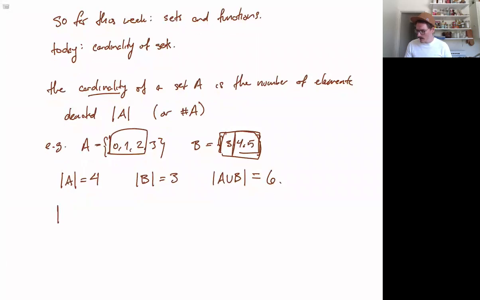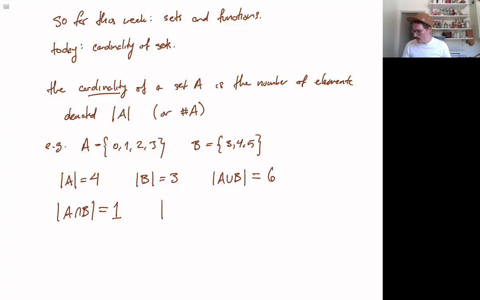And similarly, what is the cardinality of A intersect B? Well, what is A intersect B? It's the elements that are contained in both sets. In that case, it's just this guy. So the cardinality of A intersect B is 1. And another thing we did a couple days ago, what is the cardinality of B without A, B minus A? So this is elements of B that are not elements of A. So this one's an element of A, the other 2 are not. So it looks like there's 2 of those.